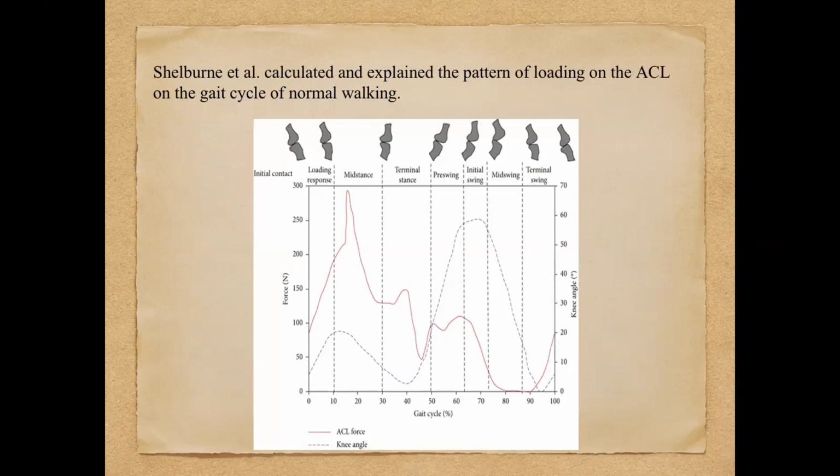Schell, Bruni et al. calculated and explained the pattern of loading on the ACL over the gait cycle of normal walking. He predicted the ACL forces, shown in the figure, as a function of the gait cycle as well as the knee angle. In this study, he reported that the maximum load on the ACL occurs during the mid-stance phase. This corresponds to a knee angle of 15 to 20 degrees. During the swing phase, the ACL has minimal load.